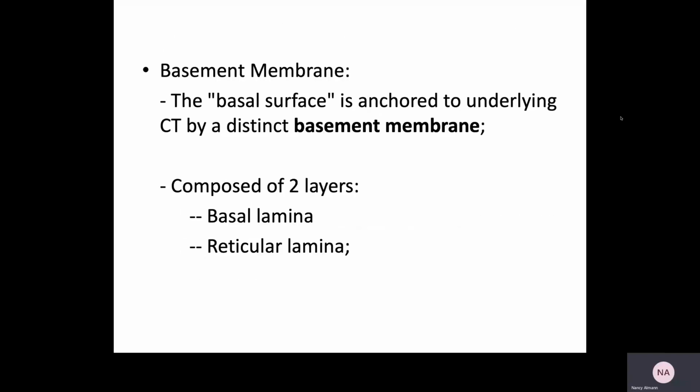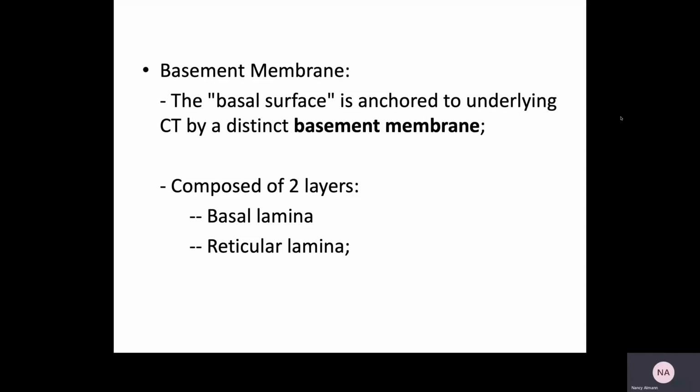Another characteristic that is unique to epithelial tissue is the basement membrane. So you'll remember that the epithelial tissue will have an apical surface that is exposed to some sort of opening or outside. On the basal surface will be the basement membrane. And again, epithelial tissue is the only type of tissue that has basement membranes. The basement membrane is actually connective tissue.